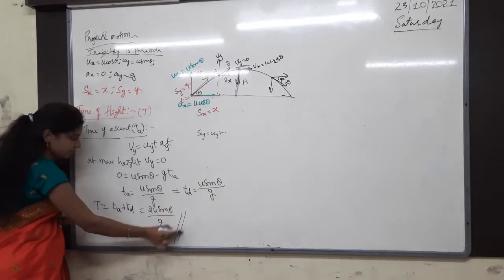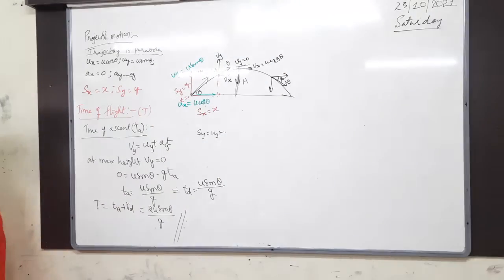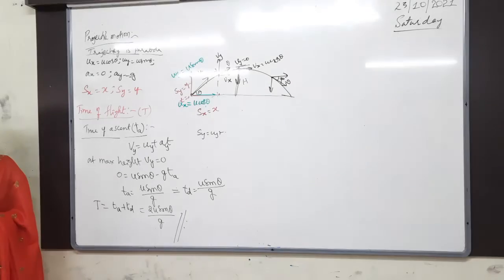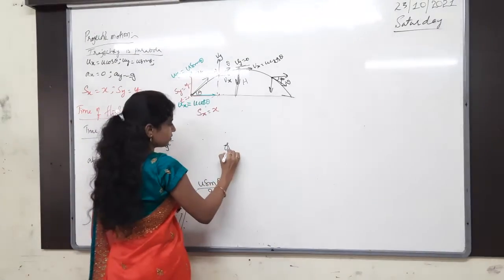It is not g square, it is g, because we are doing addition there. Okay? So u sin theta by g plus u sin theta by g gives you 2u sin theta by g. That is the total time of flight. Otherwise, you can find it in another way also. Method 2.